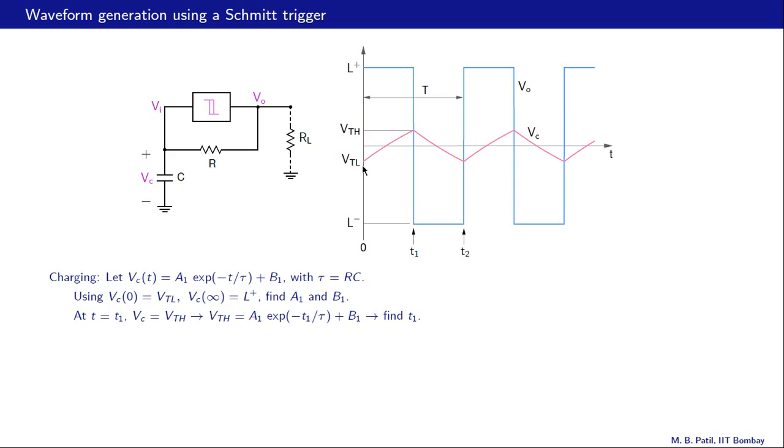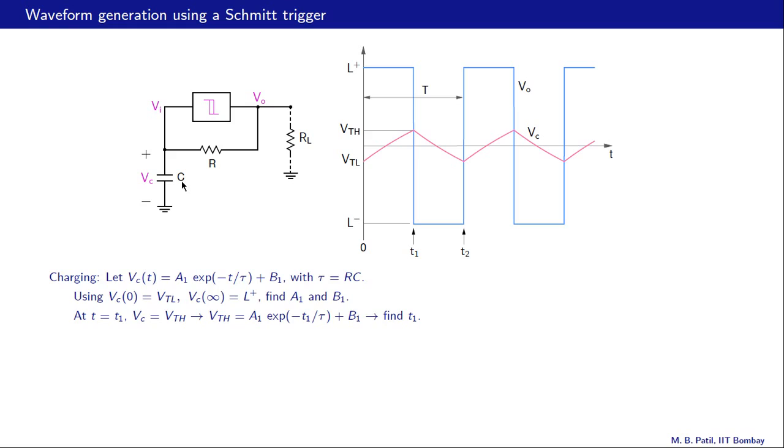Let us consider this portion. This is a charging process and the capacitor is going to charge towards L plus, and that process can be described by this expression VC(t) equal to A1 e raised to minus t by tau plus B1, where tau is simply R times C.